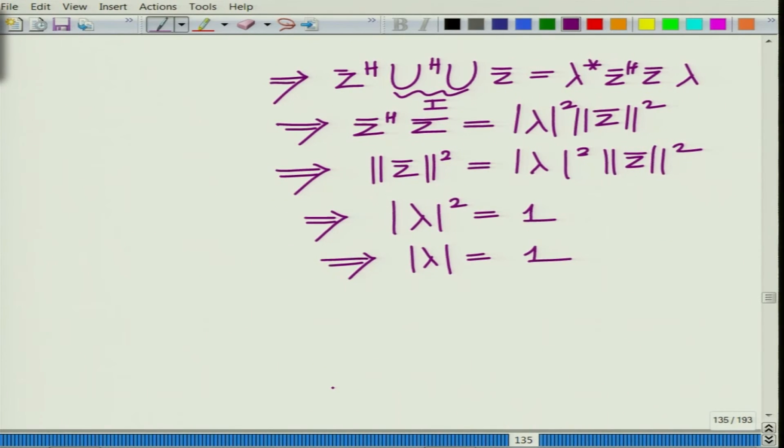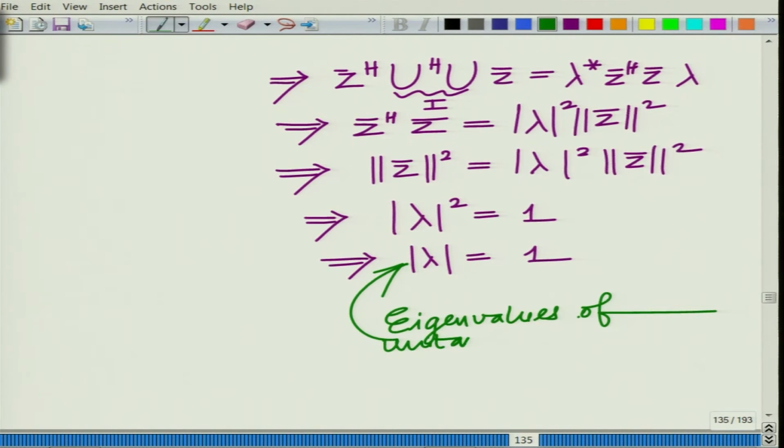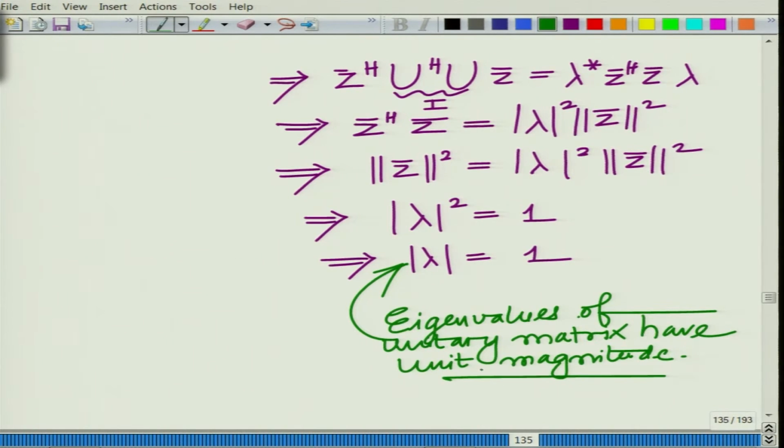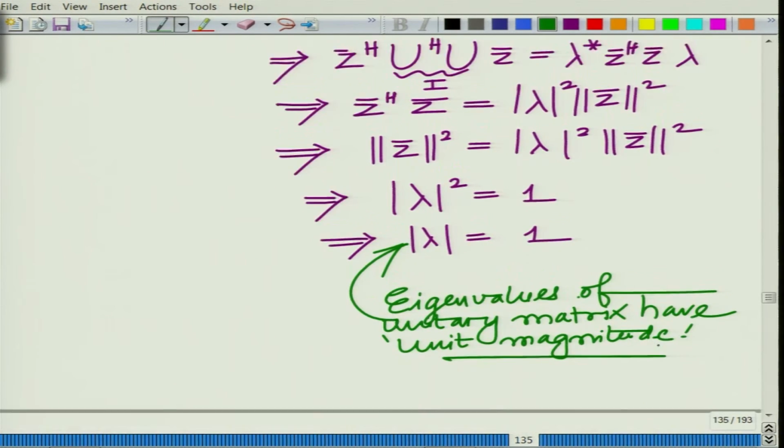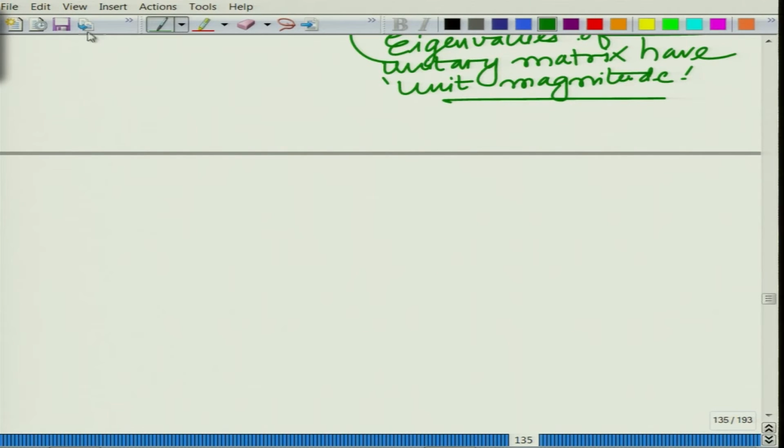So, all eigenvalues of the unitary matrix have unit magnitude. This shows the eigenvalues of the unitary matrix have unit magnitude. And let us look at another interesting property.